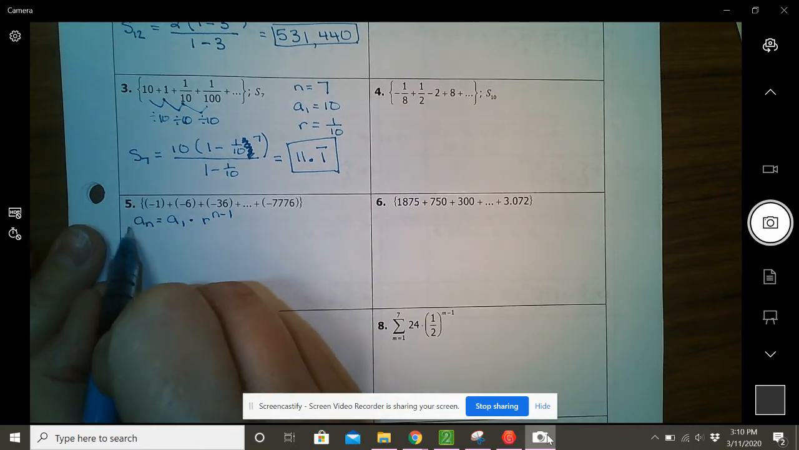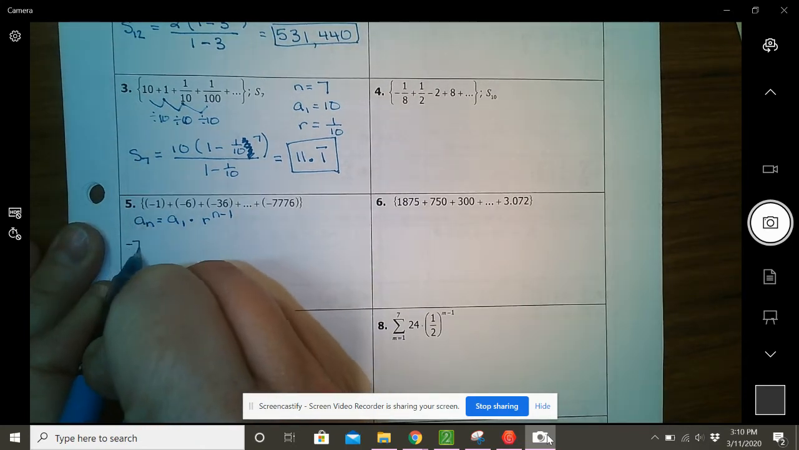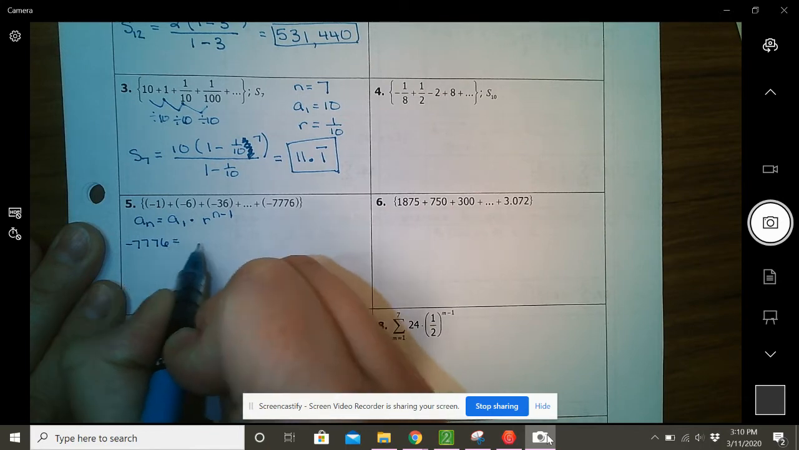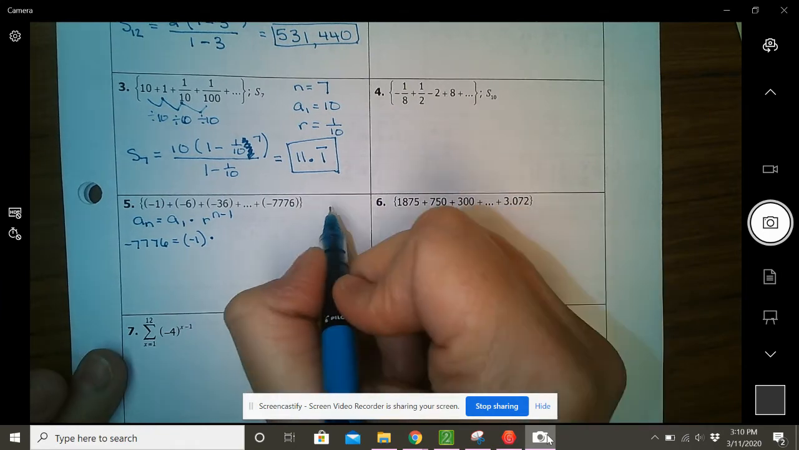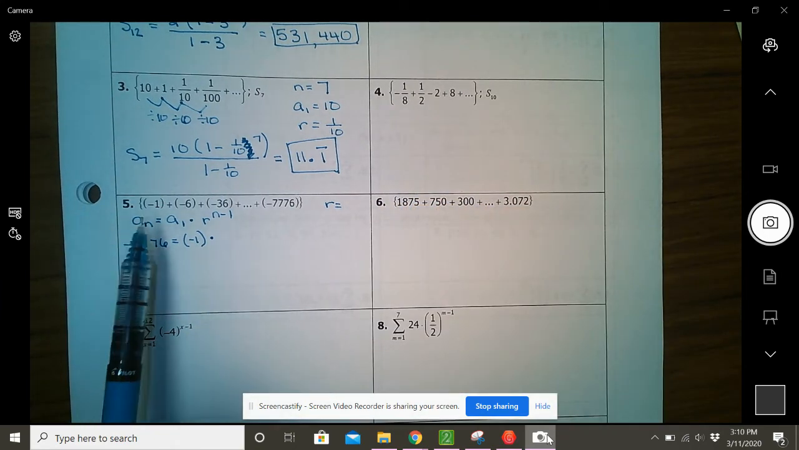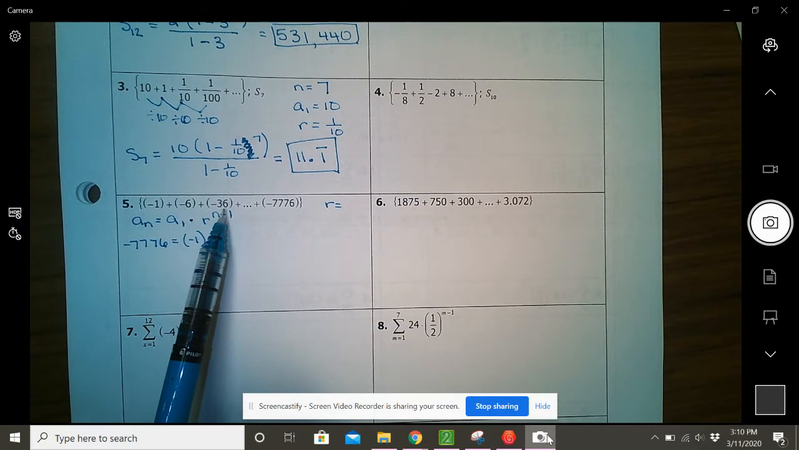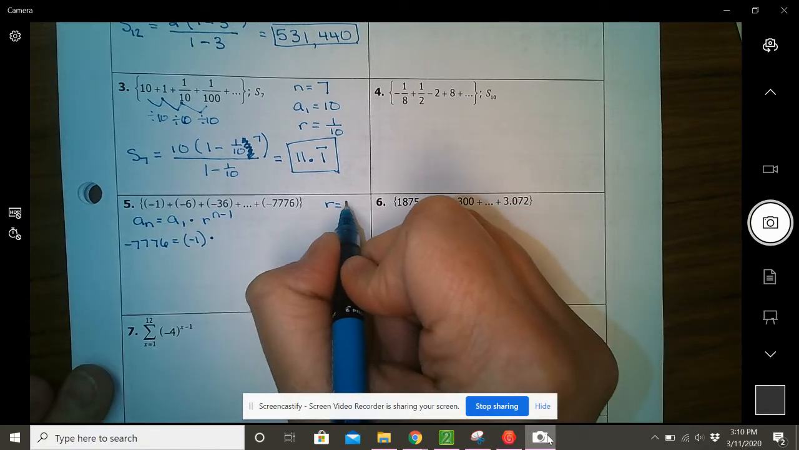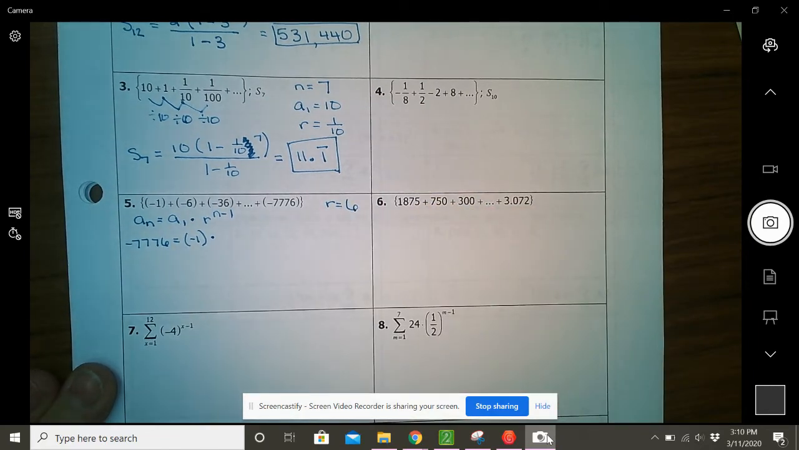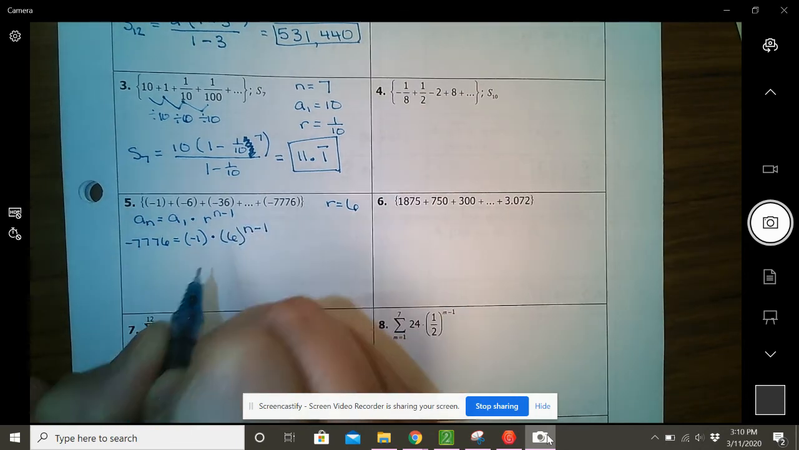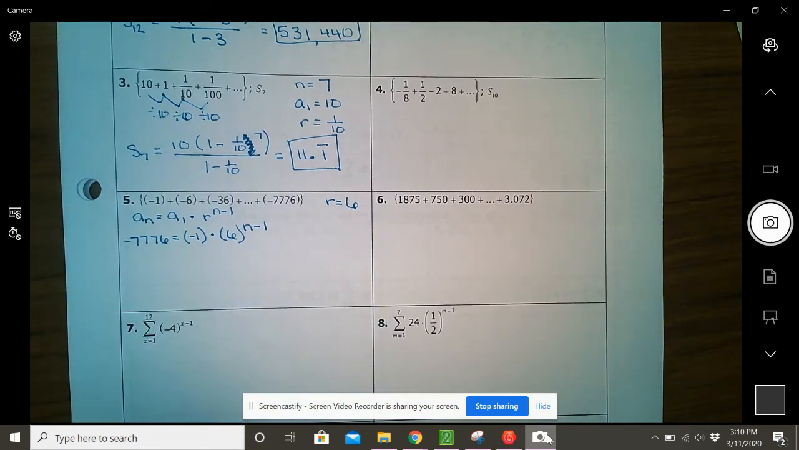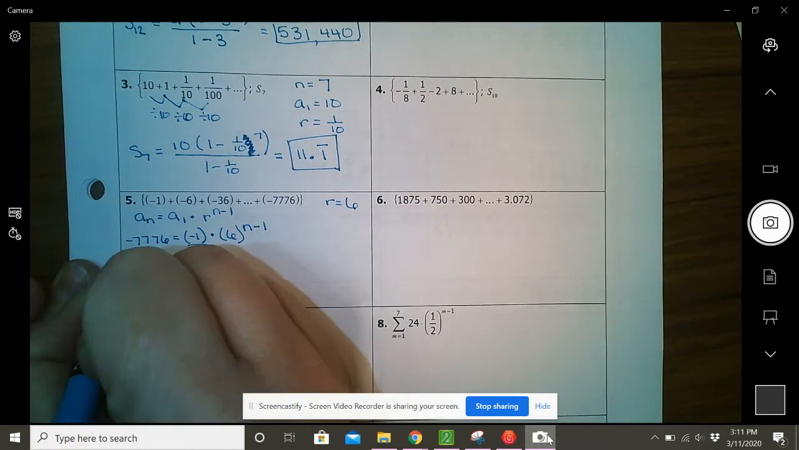So I know the value of the very last term, and I know the value of the very first term. I also can find my R value. What do you have to do to get from -1 to -6, or -6 to -36? Well, we're multiplying by 6, so the R value here is a 6. And we are trying to solve for n. Now this is going to take logarithms. So if that's a skill that you haven't learned yet, maybe we're not ready for this level of problem, but let's solve this out. First thing, I need to divide by -1.